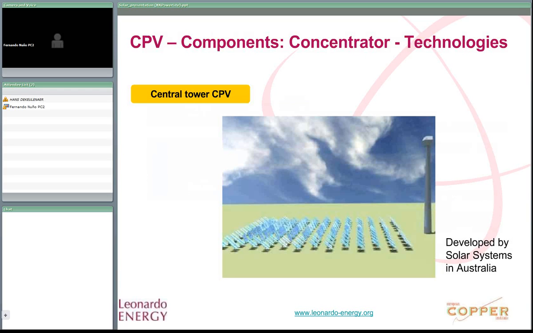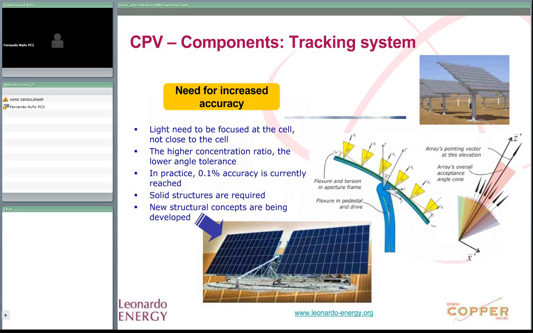In general, the tracking system needs to be very precise, as the lead needs to be focused at the cell, not close to the cell. So the higher the concentration ratio is, the lower the angle tolerance we have. In practice, we have 0.1% accuracy. Structures need to be solid, and new structural concepts are being developed, as we can see on the bottom.